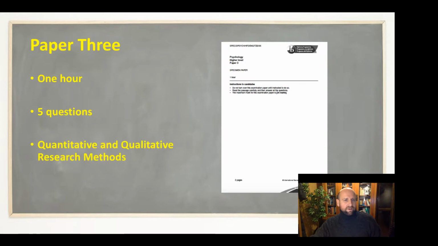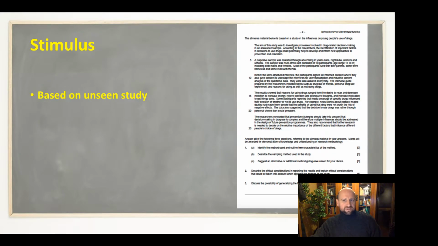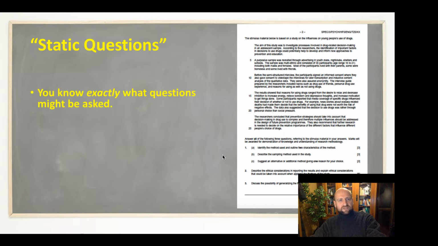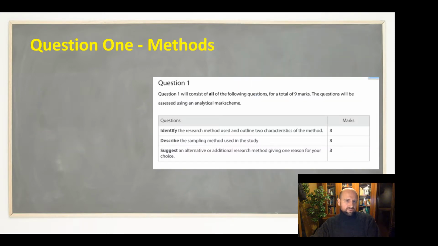Alright, best strategy. So again, an hour, 5 questions, and this is what it's going to be based on. There's an unseen study. So students would have never seen this study before. I'm 99.9% sure of it. And then there are 5 questions they have to answer. Standard questions, we know exactly what they're going to be asked. We just don't know what the study is going to be about.